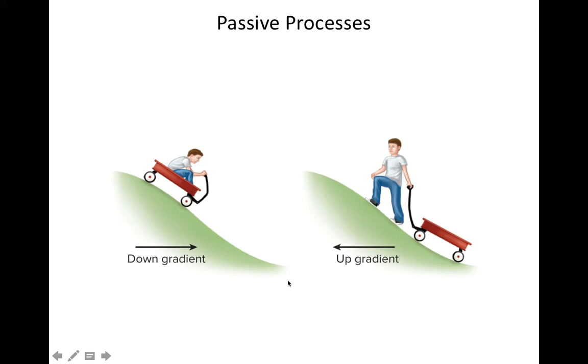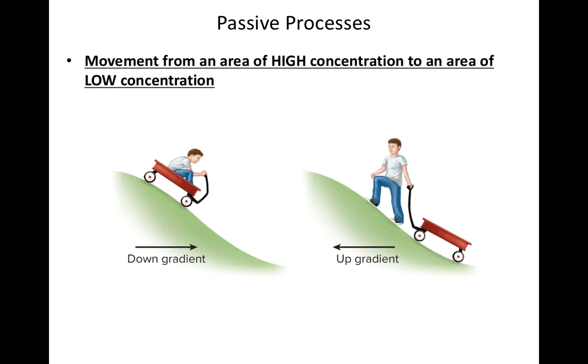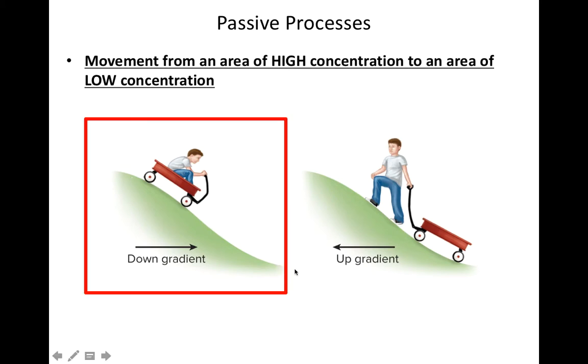This does not require energy. This dude just gets in the wagon and boom, it goes. He didn't have to put in any energy there. Whenever you go from low to high, it's going to require energy. Okay? So passive processes are going to go from an area of high to low. So this is what we're dealing with when we're talking about passive processes. This is what we're going to deal with active, where we would need to input energy. But we're going to start with passive.